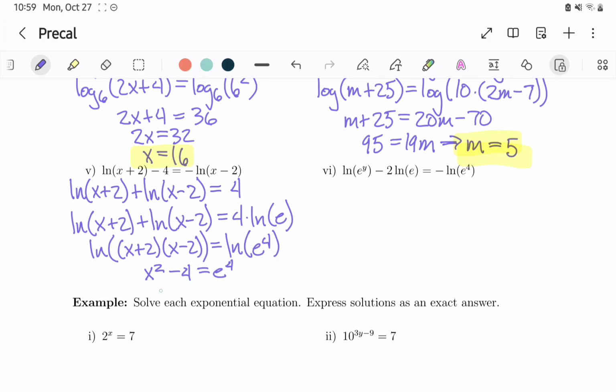Okay, and then solving for x, we would add 4 to both sides and take the square root. And again, technically there is a positive and negative solution here when we take the square root, but we only want the positive one. So x is equal to the positive square root of 4 plus e to the 4. And again, we were asked to write our solutions exact, so we're going to leave our answer just like that.